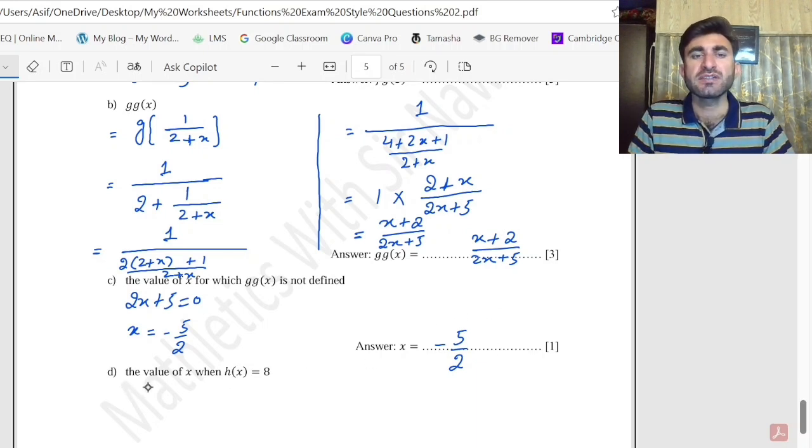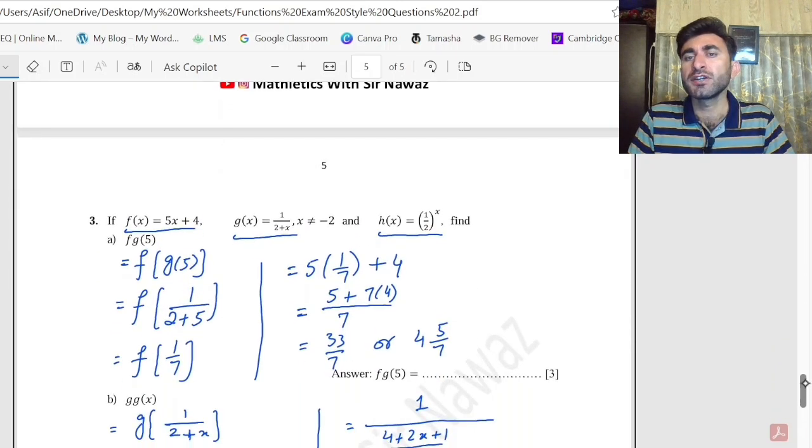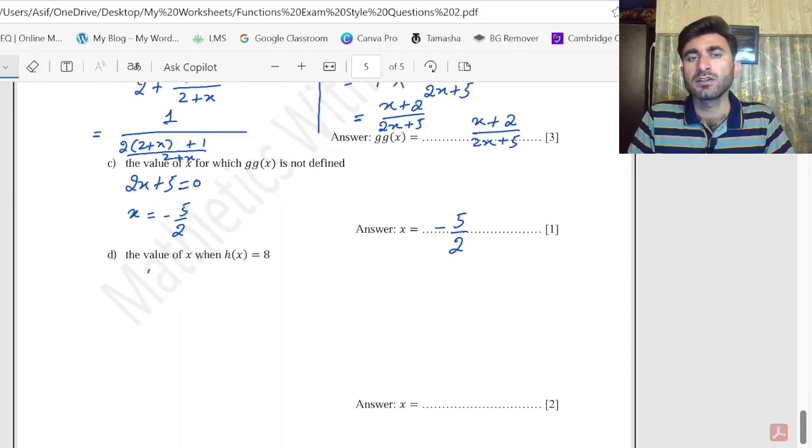Now coming to D part where it said the value of x when h of x equals 8. So replacing h of x with its expression which was 1 upon 2 raised to the power x. So 1 upon 2 raised to the power x shall equal to 8. Now using the law of indices, if I take the reciprocal of this fraction 1 upon 2, the power symbol will change. So it will be 2 divided by 1, which is 2 definitely, and it will become 2 raised to the power minus x equals 8.